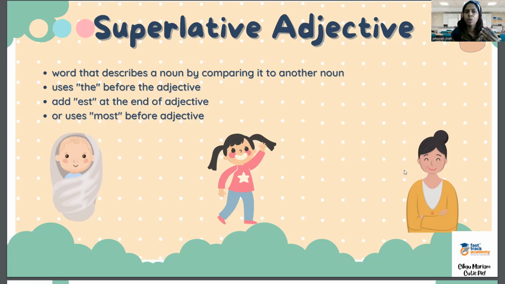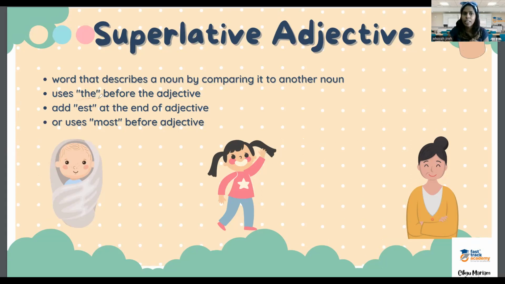And how do you write it out? What are the things that you have to do? You have to use the word the before the adjective. Okay, remember, whenever you are going to write a superlative adjective, you must use the word the. Okay, the most. Next point is you have to add est at the end of the adjective. For example, do you have any example?